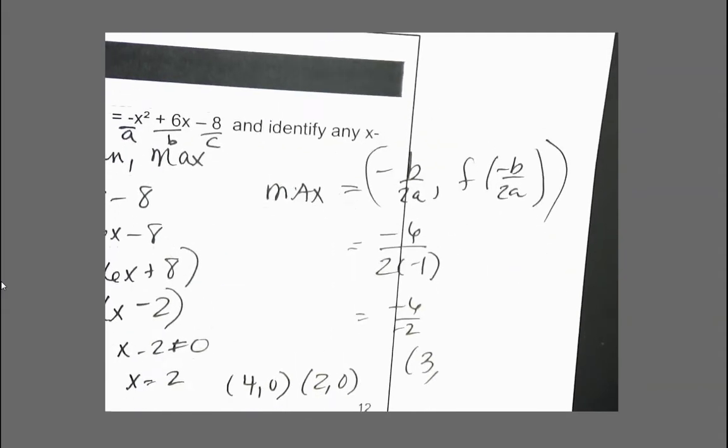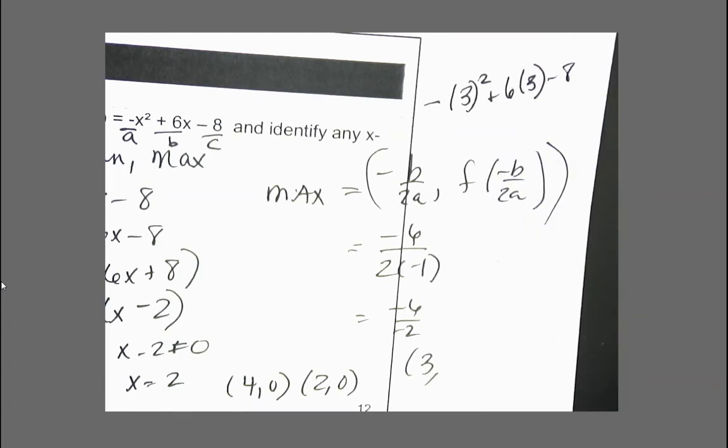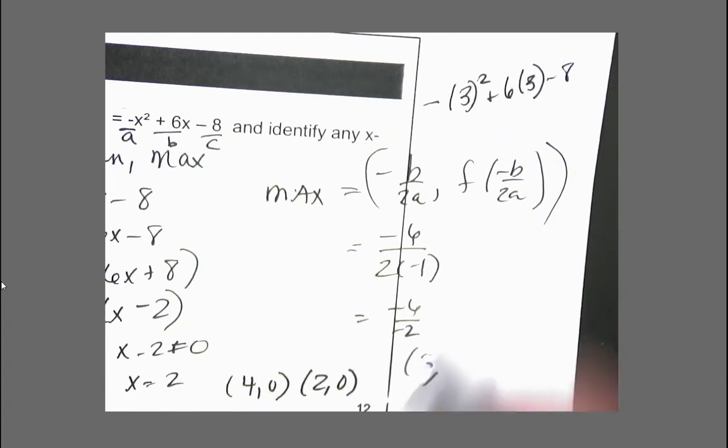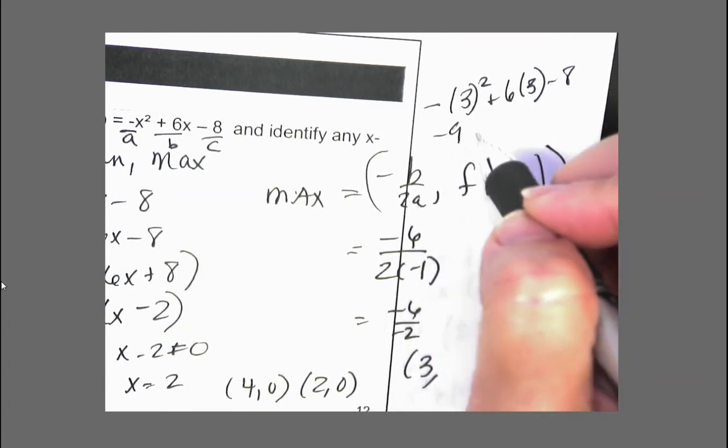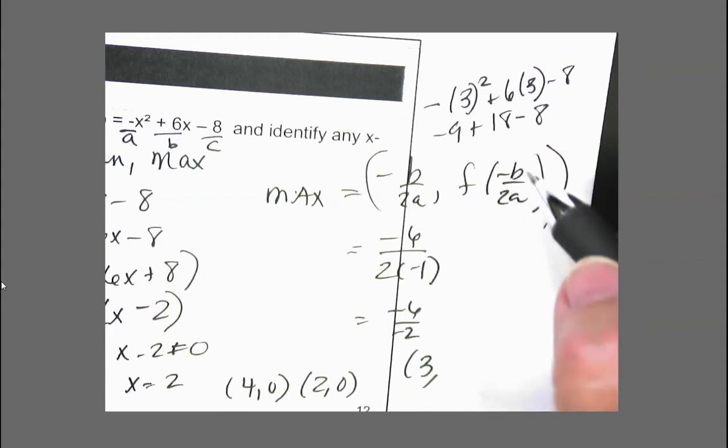And then how do I get the y-value to go with that? I have to plug it in. Again, parentheses are important: negative 3 squared plus 6 times 3 minus 8. Now, what's that going to give me? -9 plus 18 minus 8. So you're going to get what? 9 minus 8, which would give you 1.